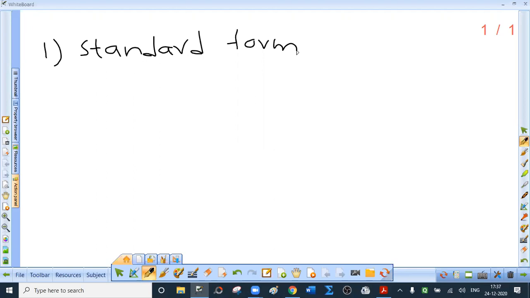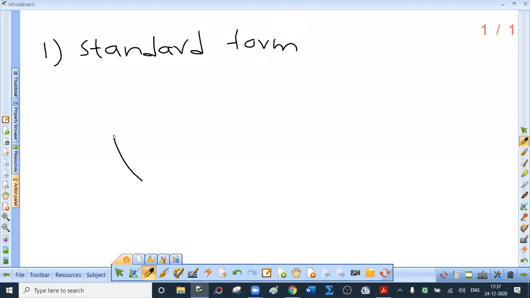I hope you know the meaning of arbitrary constants. There are two types of constants. Constants like 11, minus half, 13 are called as fixed constants, whereas constants like a, b, c, k, etc., these are also constants, but they are called as arbitrary constants. Okay. So what is the equation of circle in standard form?